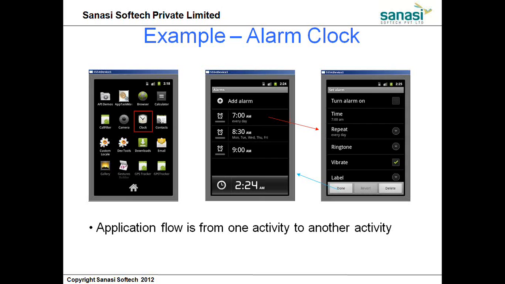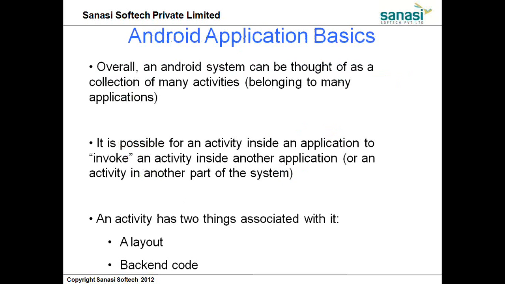Typically any Android application will have a flow that looks like this. You start with one screen, then you move to another screen, and then another, then you come back, and so on. All right, let's proceed further. Once you have an Android system, on a device or the emulator, you can think of it as a collection of applications. And just as I mentioned, any application is a collection of activities, that is screens. So overall, you can think of an Android system as a collection of many activities.